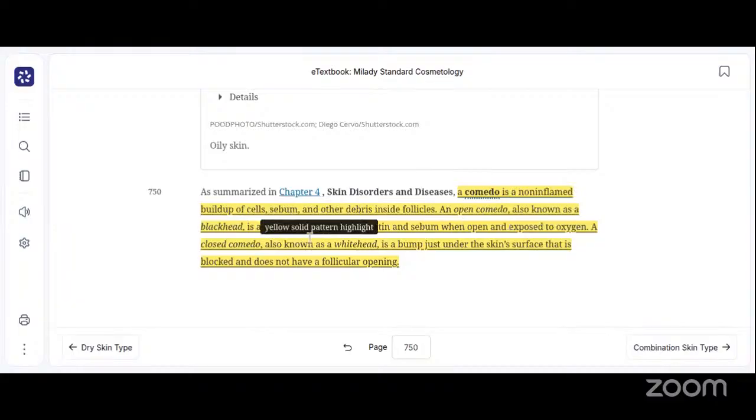When we look at a blackhead, it's a yellow solid patterned follicle filled with keratin and sebum. So it builds up in the skin and it has oil. When open and exposed to oxygen, it becomes dark. A whitehead can be considered like a bump, just like I said, but it has that follicle compaction underneath, and you may have to do an extraction or just use a fine extractor pen and boom, have it come out.